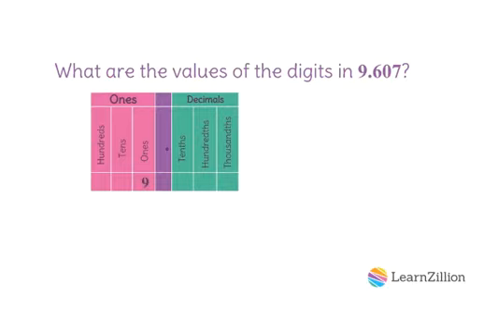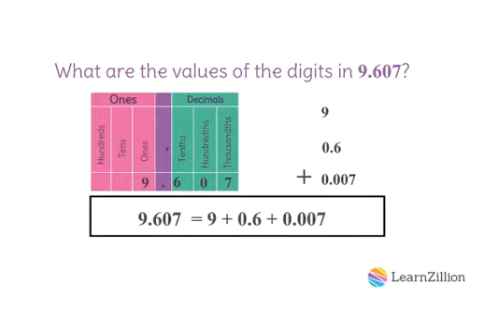The value of the digit 9 is 9/1. We can write it down as 9. The value of the digit 6 is 6/10. We can write it down as a fraction or as a decimal. The zero in the hundredths place we will not record as a decimal or as a fraction. The value of the digit 7 is 7,000ths. We will write it down as 7,000ths as a fraction or as a decimal. When we add up our decimals, the sum is 9 and 607 thousandths.